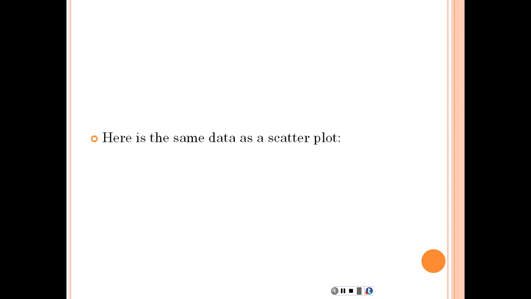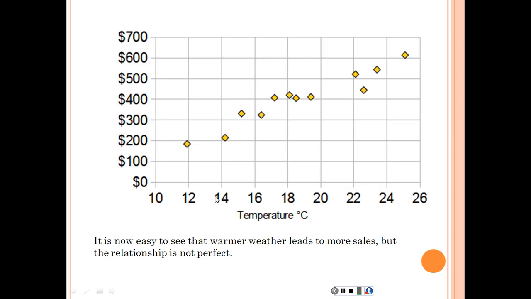So here's the same data as a scatter plot. Notice that as the temperature gets warmer, the ice cream sales get higher. So warmer weather leads to more sales. The relationship is not perfect here. It's not a perfect line, but there is some sort of relationship. See how it is linear. It's easy to see that there's a relationship here between warmer weather and ice cream sales.